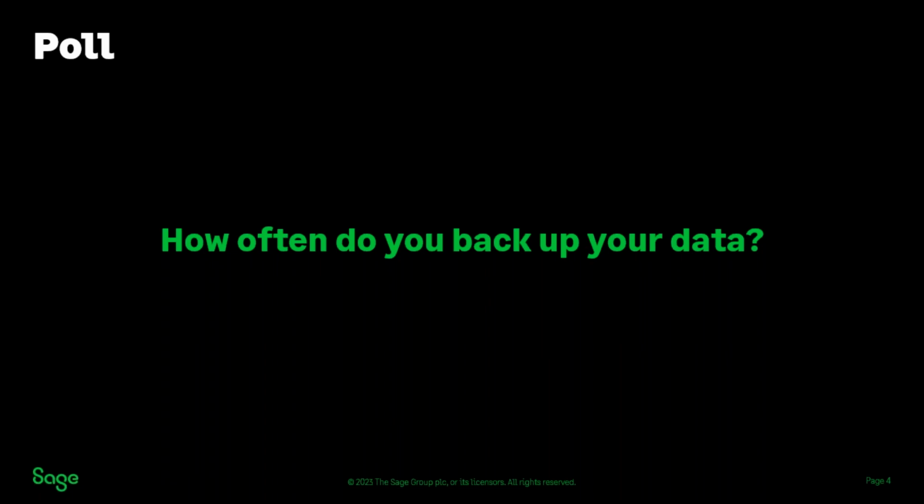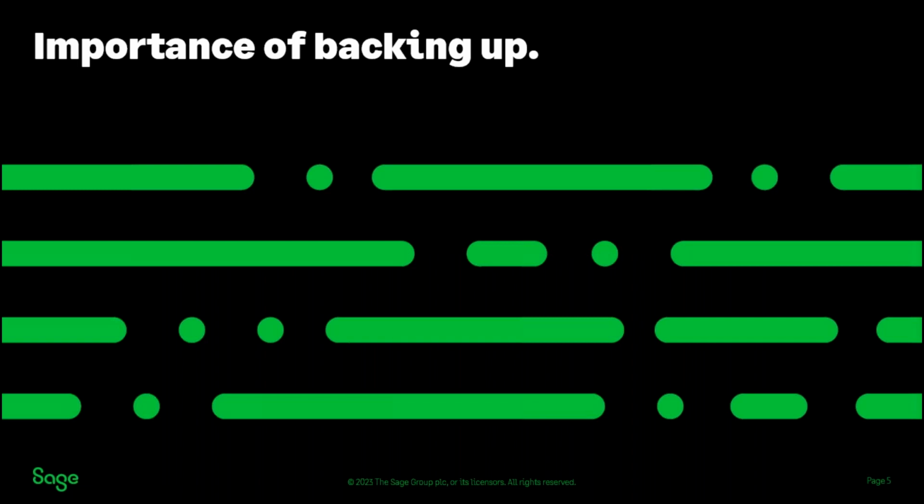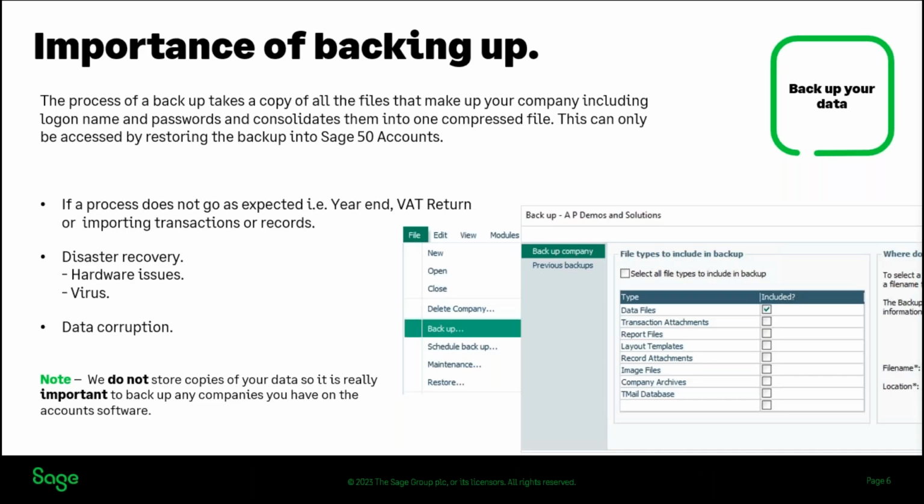So we'll move on to the importance of backing up your data. The process of a backup takes a copy of all the files that make up your company, including logon names and passwords, and consolidates them into one compressed file. This can only be accessed by restoring the backup into the Sage 50 accounts program, so you must have a copy of the program to be able to restore it in.